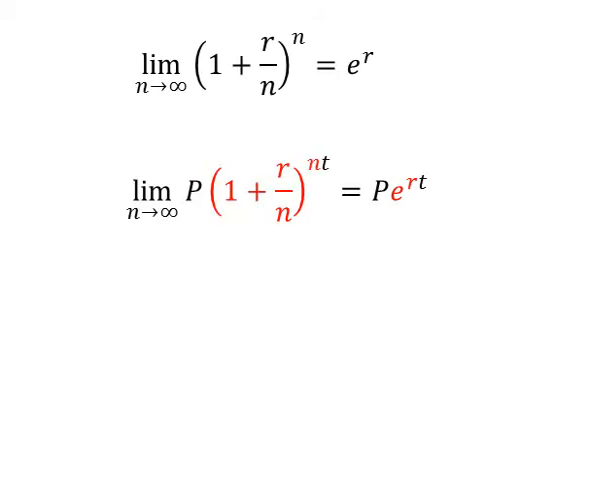Now we'll revisit the limit of 1 plus r over n to the n power. In a previous lesson, we used a table on the graphing calculator to show that this limit is e to the r. And this was my explanation for the formula for continuously compounded interest. Now we'll use L'Hopital's rule to confirm this limit.